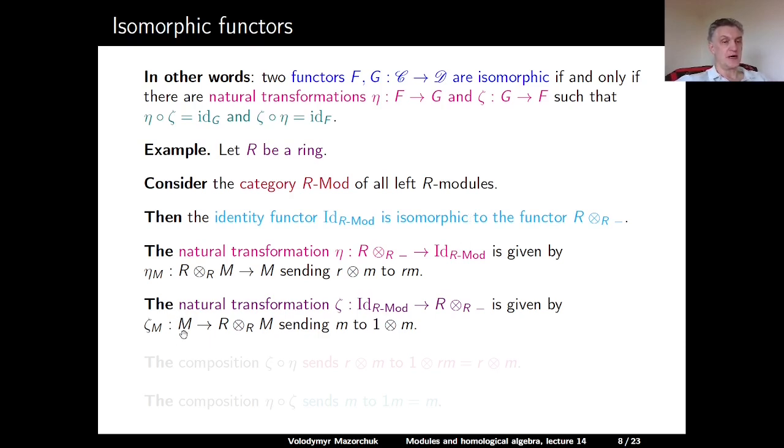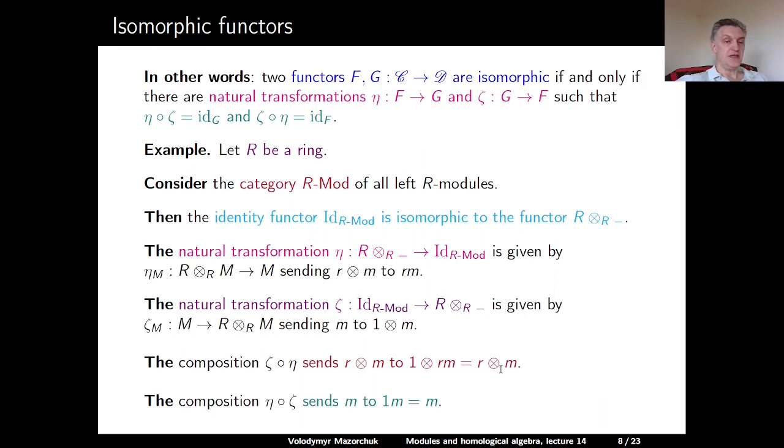which is defined by the following morphisms. So we start from an R module M and then send it to R tensor over R M by sending an element little m in M to the element 1 tensor m in this tensor product. So the composition zeta after eta sends r tensor m to 1 tensor rm by definition, but since our tensor product is over R, this is equal to r tensor m.